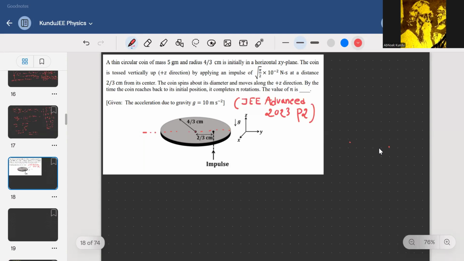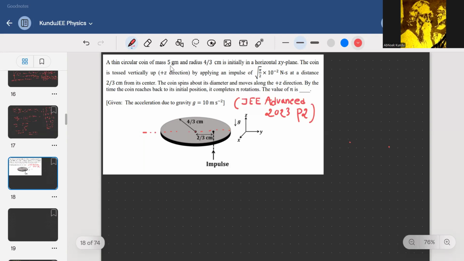So today's problem was given in JEE Advanced 2023 paper 2. This problem is a very interesting problem because it is about coin tossing or coin flipping. It gives some real feeling also to you because you are all familiar with the coin tossing incident. So let's see what is the problem.